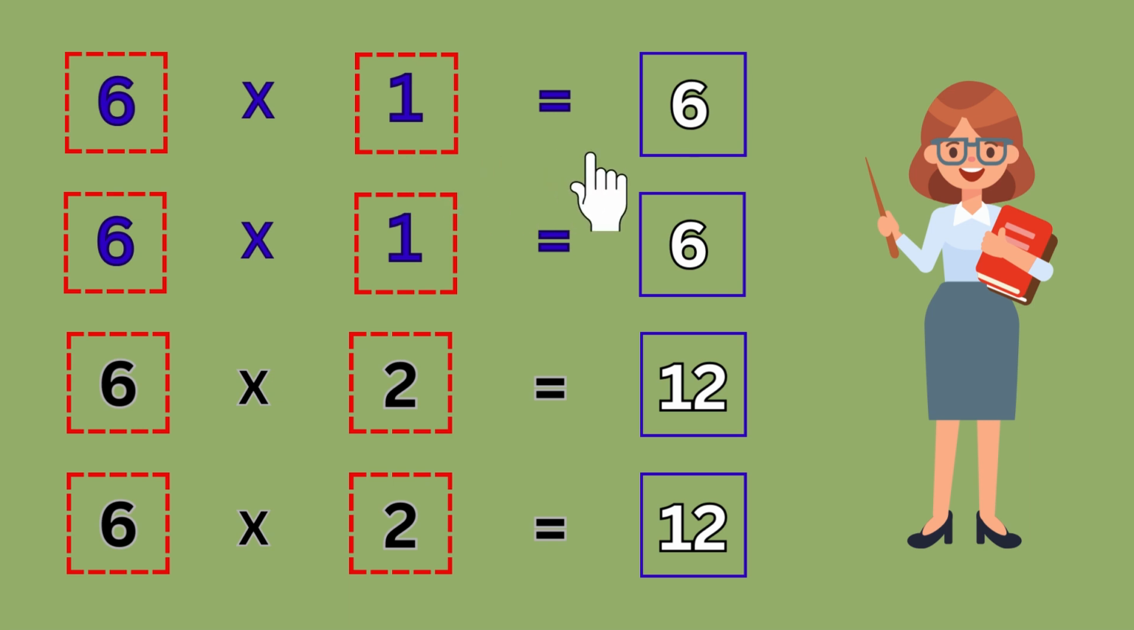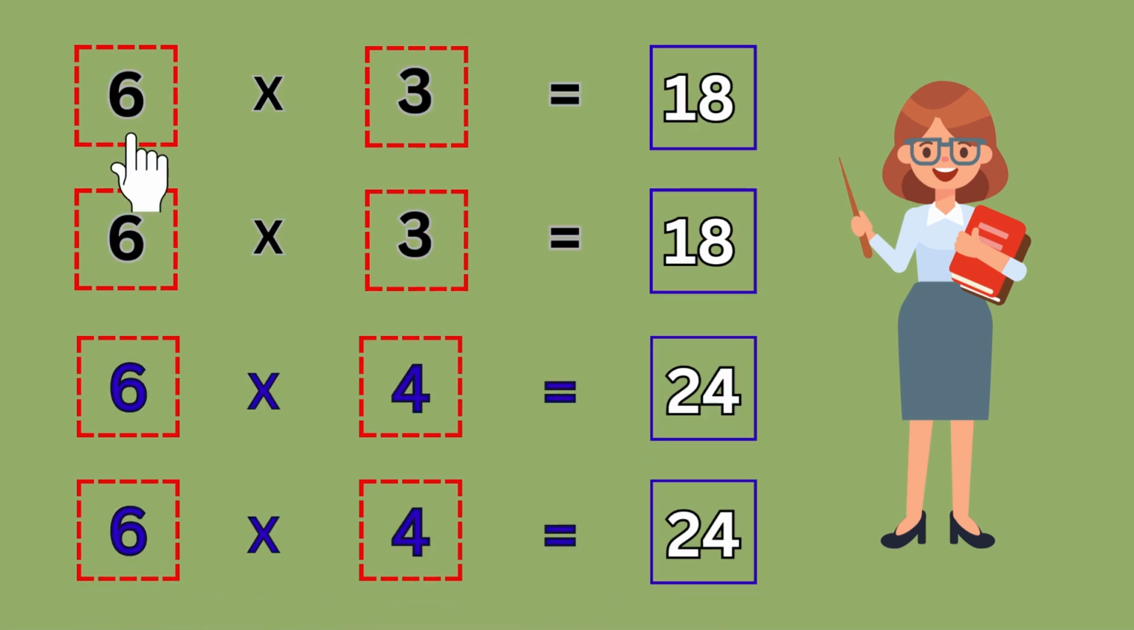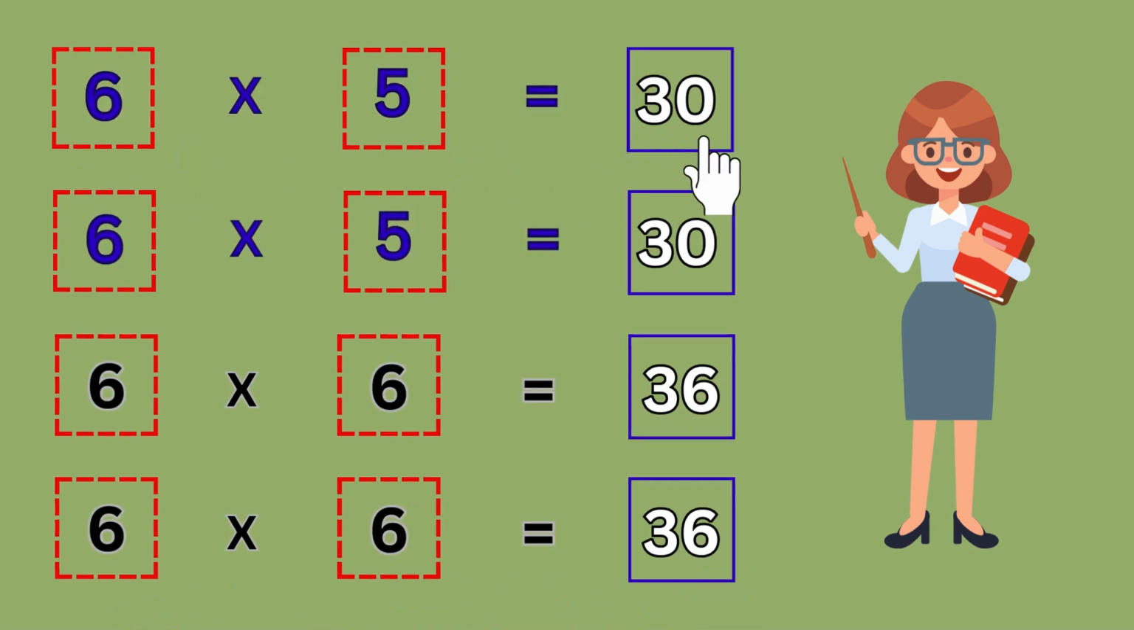Let's begin multiplication table for 6. 6 ones are 6, 6 twos are 12, 6 threes are 18, 6 fours are 24, 6 fives are 30.